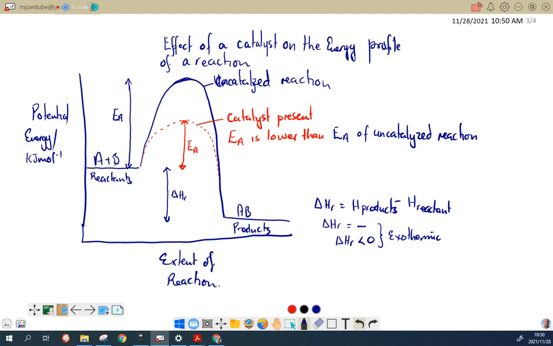I will in the next video talk about or show you the Boltzmann distribution of the particles in different contexts and how they speed up the rate of the reaction.